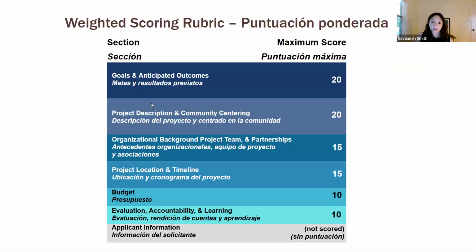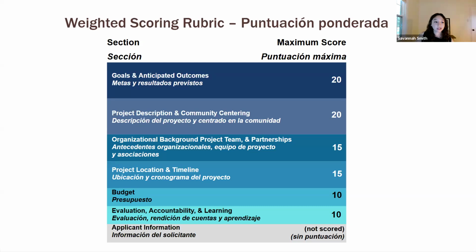Going over the weighted scoring rubric. The evaluation committee will be using this rubric, and it means that not all of the sections are evaluated equally. There are certain components that are considered more important than others. You can see there are 6 sections of the application that are scored, and the applicant information section is not scored, but it is screened for eligibility. For the tier 1 and tier 2 applications, a budget is required, and I'll talk more about this.